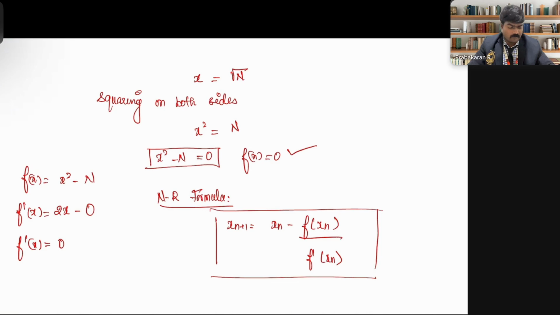So x(n+1) equal to, this is the generalized formula. Next we can move on to solving. In this particular problem, f of x equal to x squared minus n, so f of xn is nothing but xn squared minus n, just replacing x by xn. Furthermore, f dash of xn is nothing but 2 times xn. We are going to substitute here and derive the generalized formula.